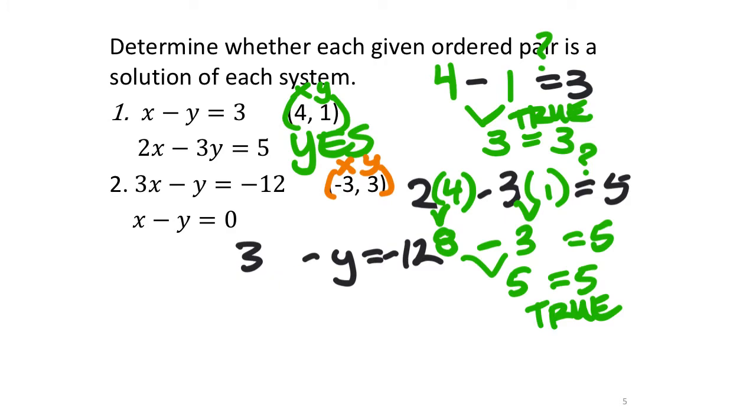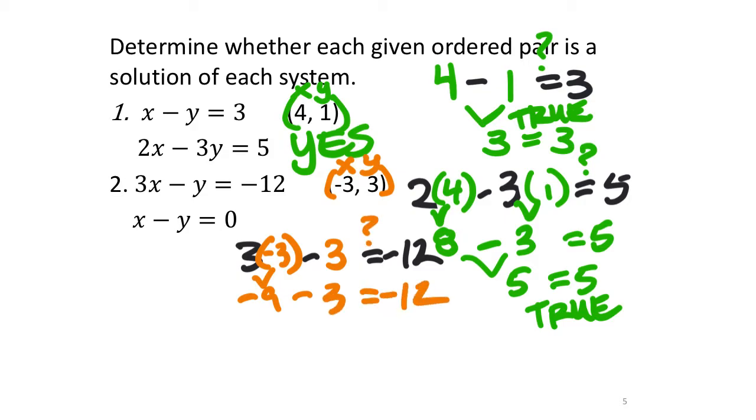So I'm going to replace the x value with -3 there. And I'm going to replace the y value with 3, because those are the two values from the ordered pair, x and y. So 3 times -3 is -9 minus 3. And yes, we are testing to see if this equals -12, so question mark over the equal sign. -9 minus 3 gives me -12, which does equal -12. So that's true right there. Since it's true, I do need to check the second equation and see if it's true.